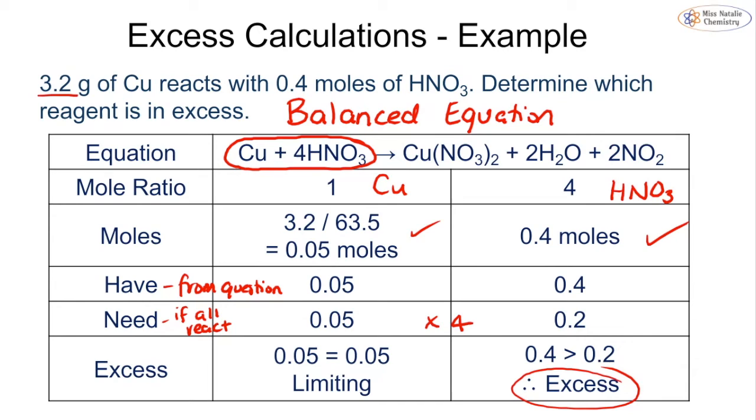So my limiting reagent is the one where I've reacted all of my copper, and once it has all reacted, the reaction would stop. So it limits the rate and limits the extent of the reaction. So you're always looking for which one you have more of than what you need.